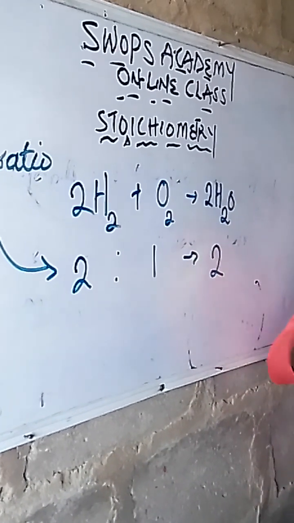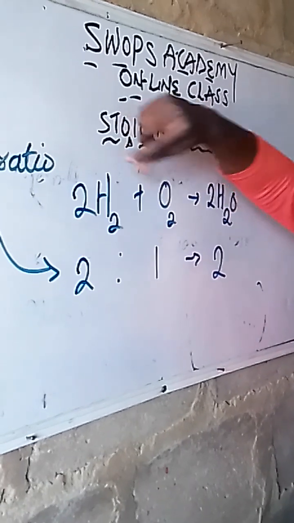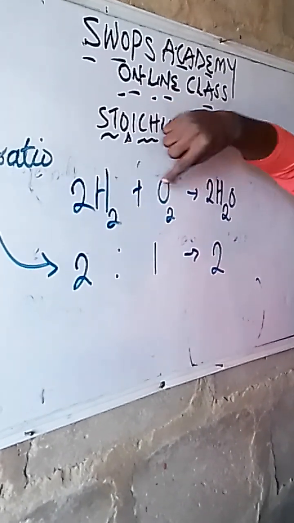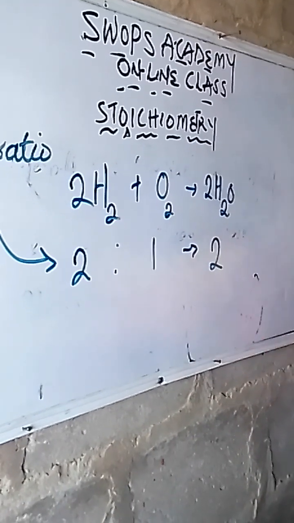Now I mentioned the coefficient of the reaction, the coefficient of the mole ratio. The coefficient is still the same thing as 2. This is 2. What is this? 1. What is this? 2. Are we together?